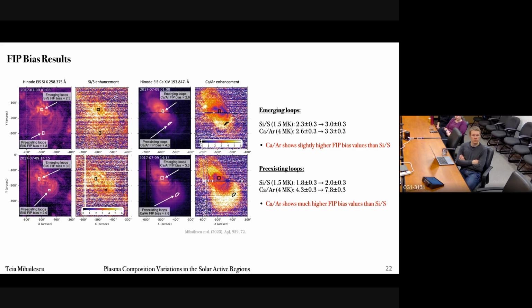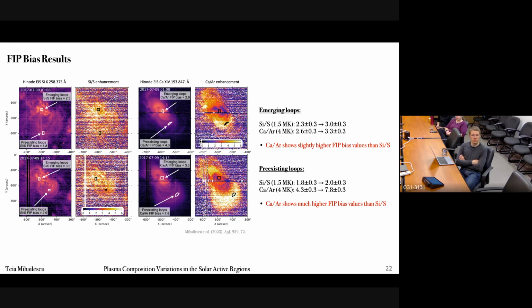So in the emerging loops, we have the silicon to sulfur fit bias going from 2.3 to 3, and the calcium to argon going from 2.6 to 3.3. So there is an increase in both, which is reassuring because this part of the active region is in its emergence phase. So we do expect some increase in the fit bias over time. But we also see these slightly higher values in the calcium to argon compared to the silicon to sulfur.